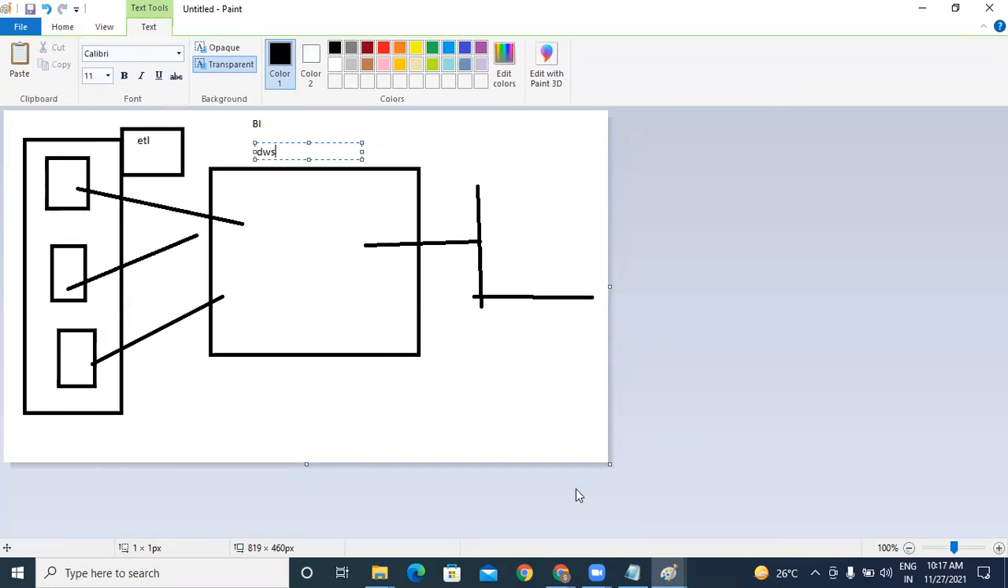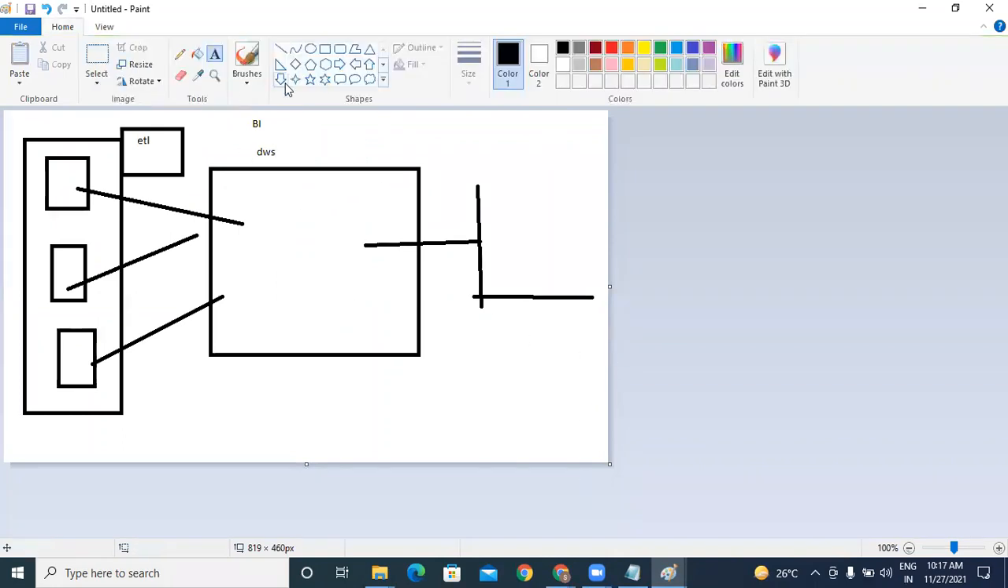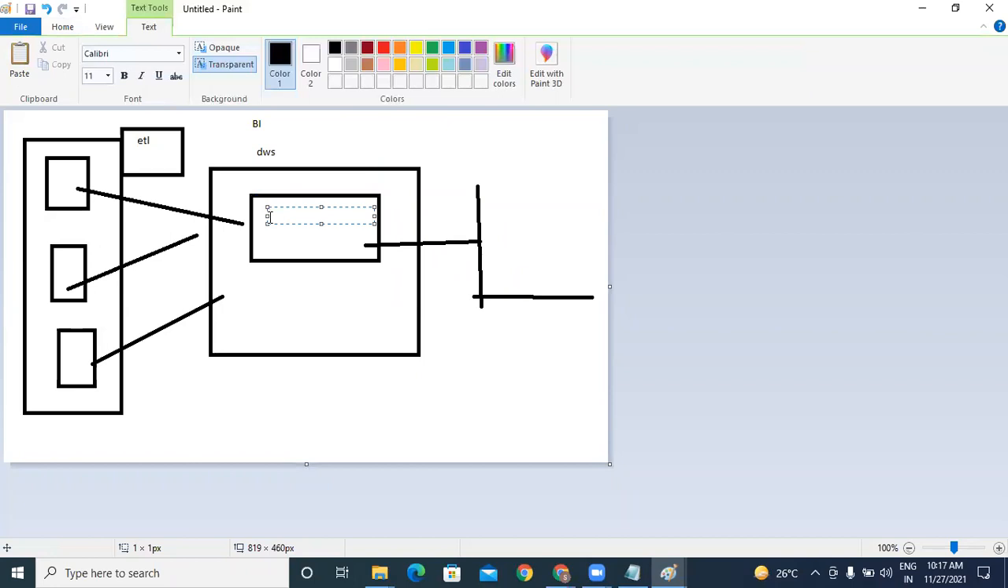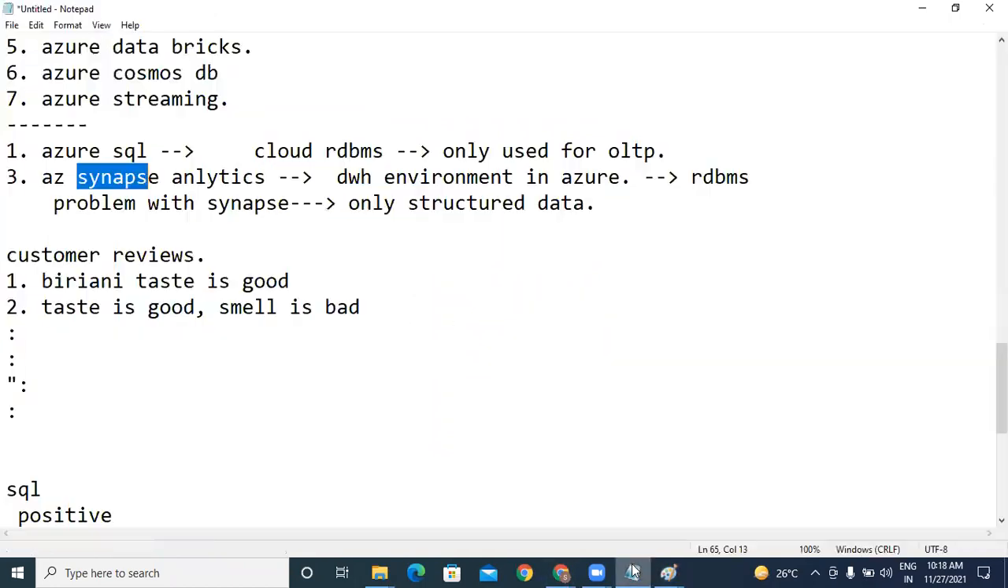I'm expecting two things. One weapon, I want one weapon to capture structured data. Especially in this case, can I go with Synapse if my requirement is only structured? Yes, if my requirement is structured, yes. But a lot of my data is unstructured.